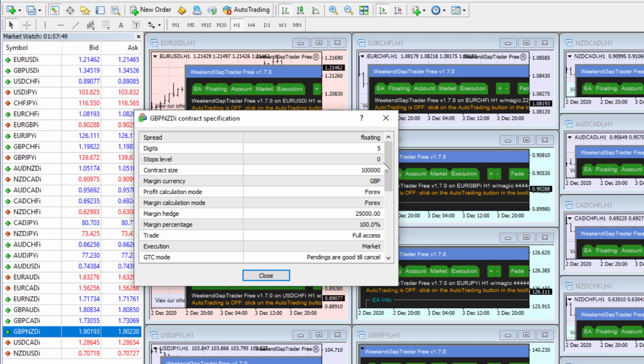So TradersWay is less problematic for us to trade not only the weekend gap but a number of other EAs, because the conflict between minimum stop levels and your actual stop levels and your trailing stops is reduced considerably if you have a 0 stop level. Now let's have a look at some other brokers.